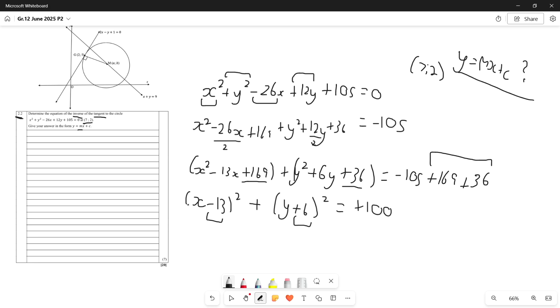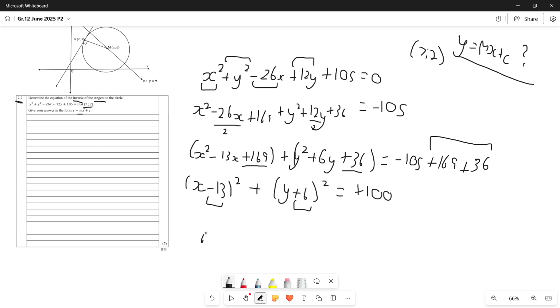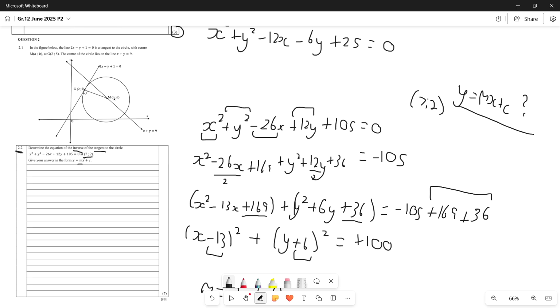So in order to get m, we are just going to use the gradient formula. So we'll have m equals y. So let's go 2 here, minus 6. A reminder that if there's a positive inside our bracket, it means that it's shifting us to the left into the negative land, which means we're somewhere over here in terms of y.